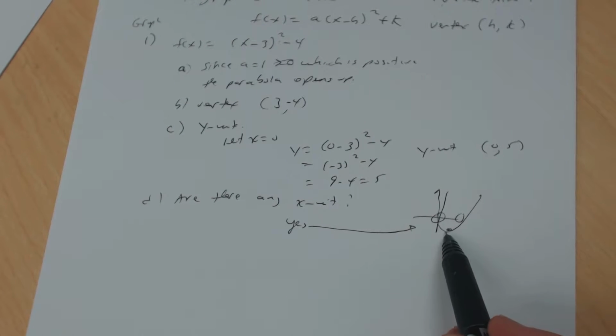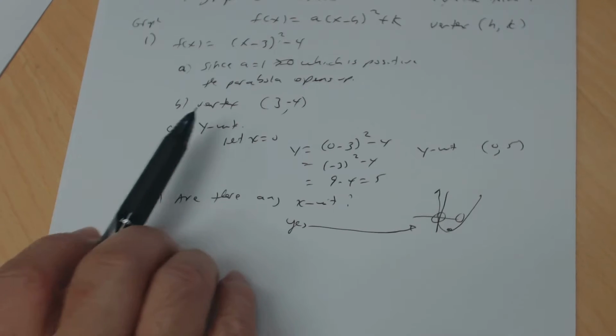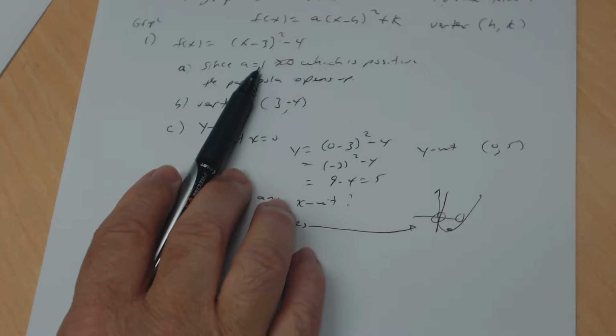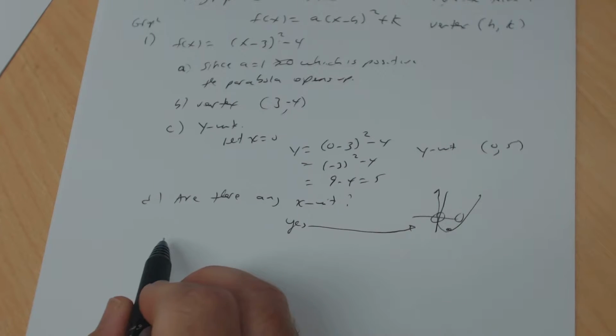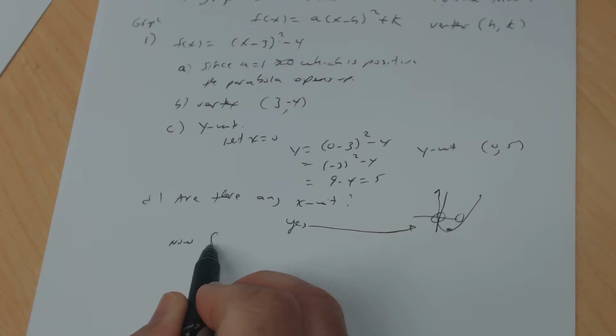All right, so what we did, we quickly determined where the vertex was. The vertex is in the fourth quadrant. The parabola opens up because a is positive, it's 1, so that's positive. And so it will cross the x-axis. So now we can find it. So now find the x-intercepts.